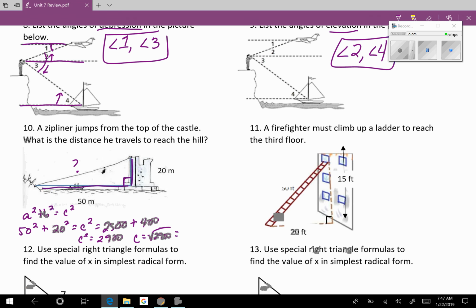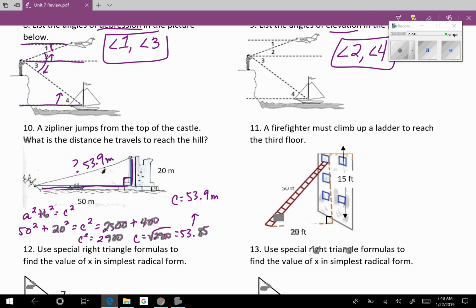which is 53.85, but we want to round it to the nearest tenth, so it's 53.9 meters. Okay, and so that's this side here, 53.9 meters. Now on this one, I'm going to kind of adjust this problem a little bit to make it very similar to one on the test for tomorrow.